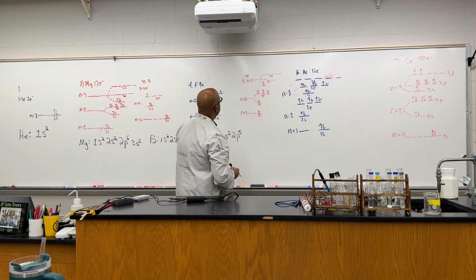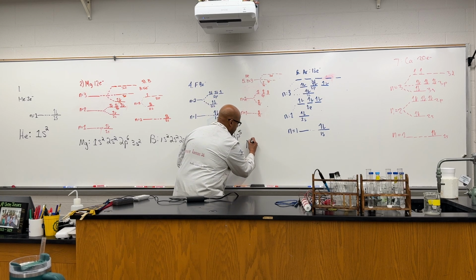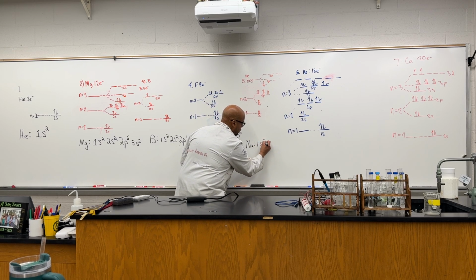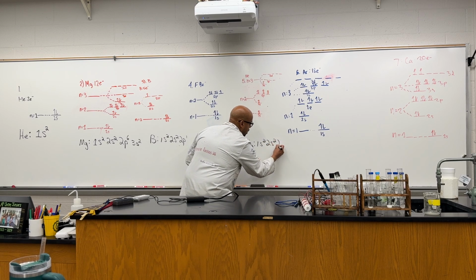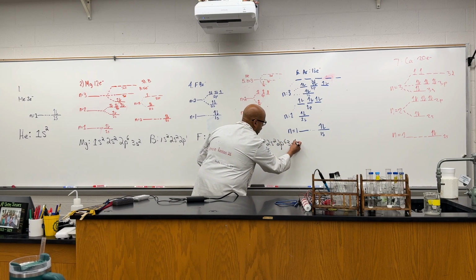For the next one, number 5. Number 5 looks like that's sodium. And for sodium, that orbital diagram is perfect. If we write the electron configuration for sodium, it's 1s2, 2s2, 2p6, 3s1.